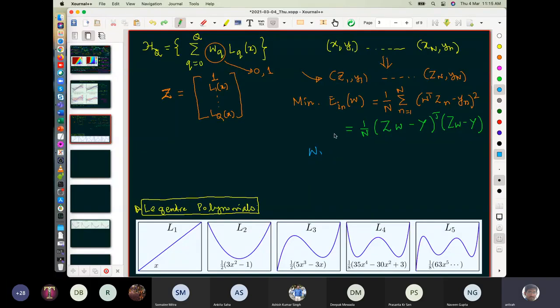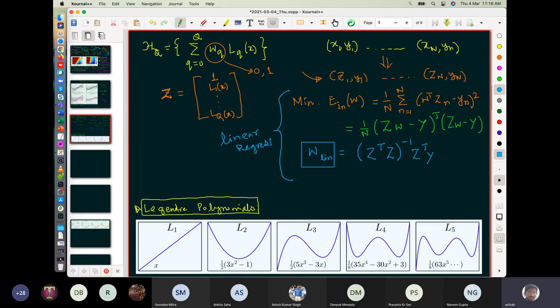I call it W_lin, the linear regression answer, which is the pseudo-inverse that we compute in one-step linear regression learning. So this is the weight that I finally get that gives me the minimum E in W, the in-sample error. That's how linear regression works. There is nothing new with it. It's the colloquial linear regression.